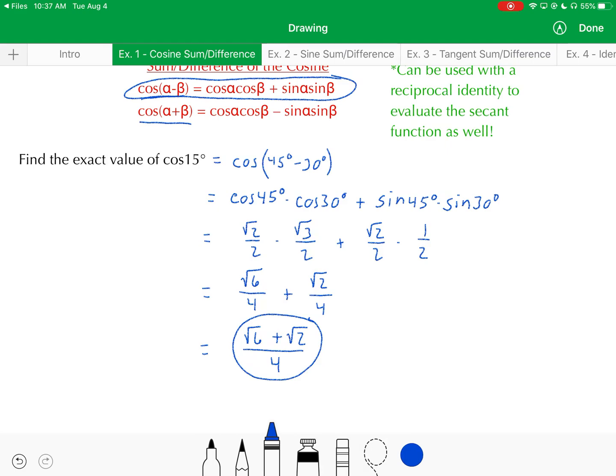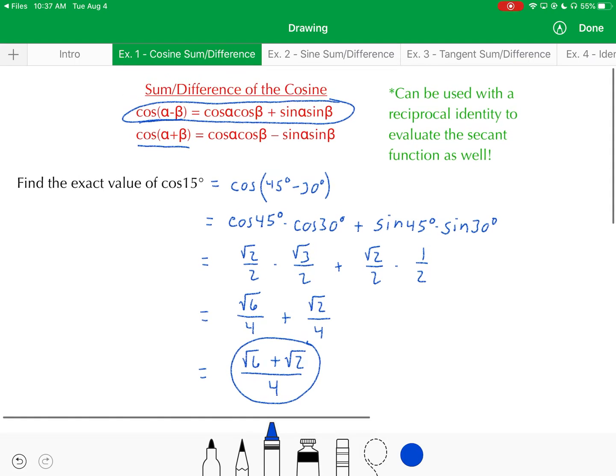Now, one other thing to draw your attention to, notice what's in green in the top right corner of the screen. You can use these sum and difference formulas with a reciprocal identity to evaluate the secant function as well. So if I was asked to find the secant of 15 degrees, I would essentially find the cosine of 15 degrees first and then take the reciprocal of it. So that would end up being 4 over the square root of 6 plus the square root of 2, which then, of course, I'd have to rationalize.